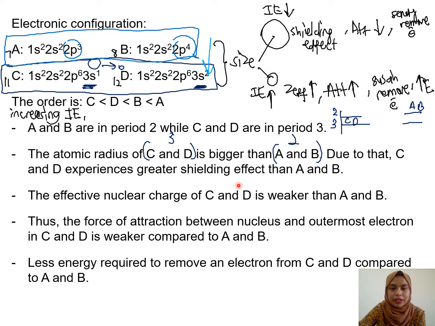Okay. Alright. So due to that, sebabkan tu lah C dan D akan experience greater shielding effect. Sebab kenapa dia ada greater shielding effect? Sebab number of shell dia bertambah. Okay. This is because of why? Because number of shell untuk C dan D is more than A dan B.